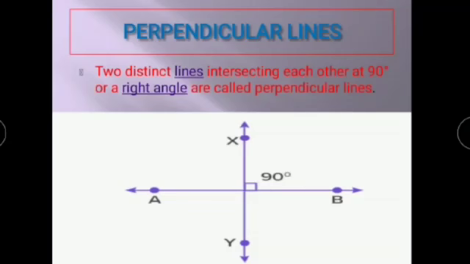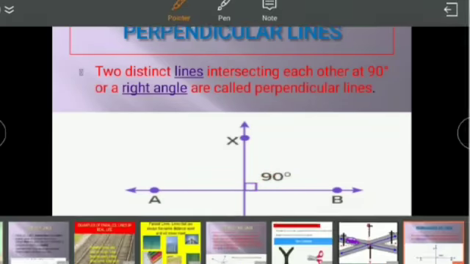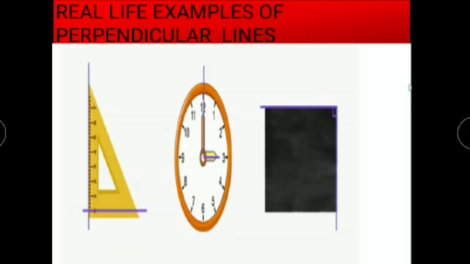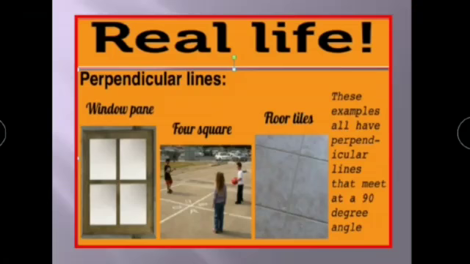Now we will discuss perpendicular lines. Two distinct lines intersecting each other at 90 degrees or a right angle are called perpendicular lines. Here are real life examples of perpendicular lines. These examples all have perpendicular lines that meet at a 90-degree angle.